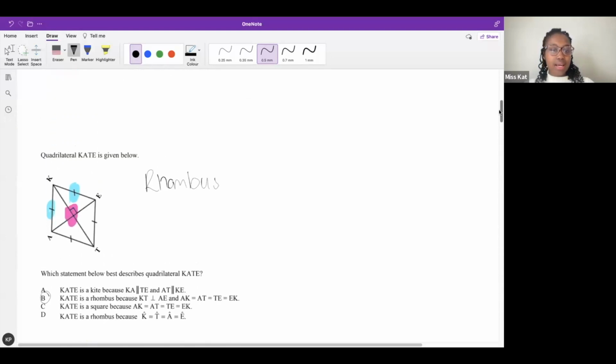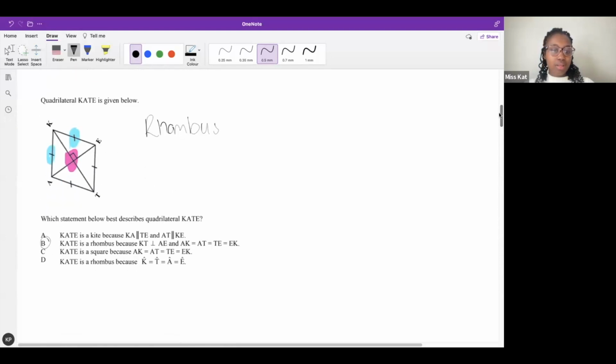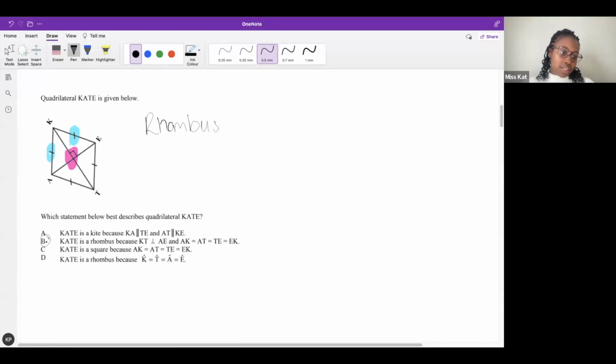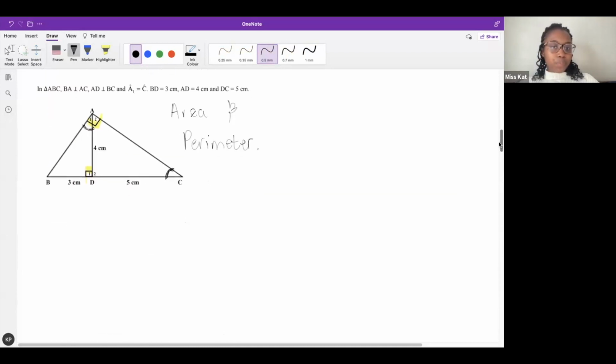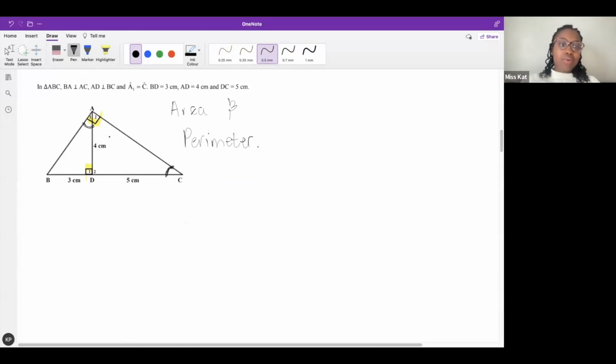Okay, Akila, there we go. Quickly, the answer is B. I don't know how else to do it. Maybe highlighting is better than drawing a weird circle. There we go. Now, do we have enough information to get the area and perimeter of ABC?